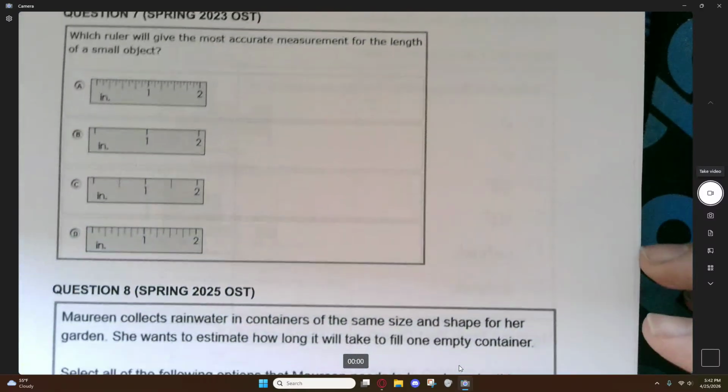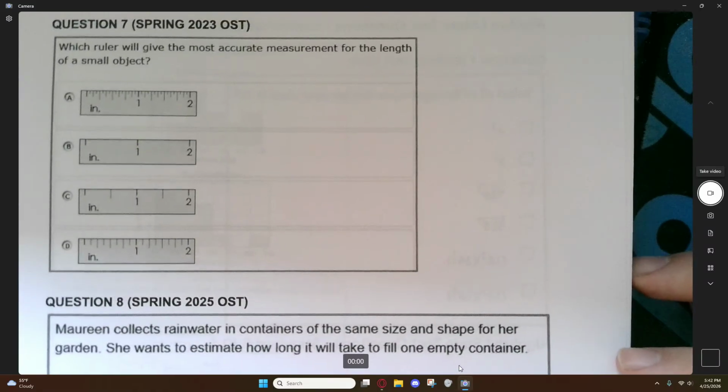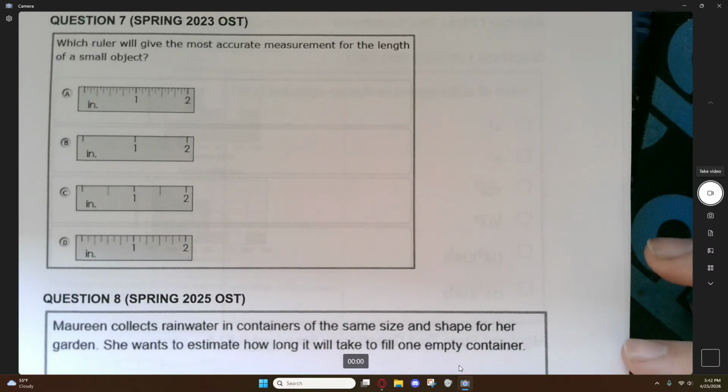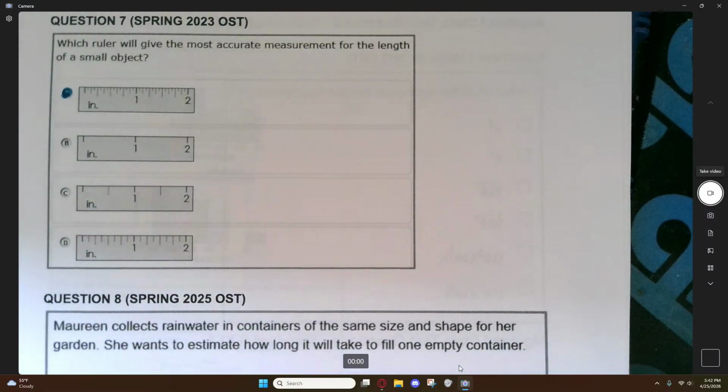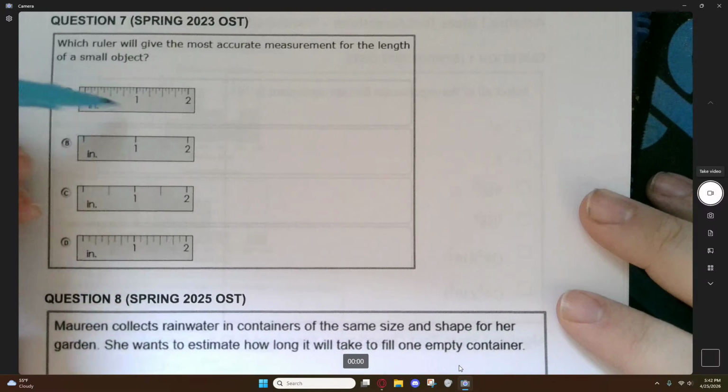Question 7. Which rule will give the most accurate measurement for the length of a small object? I'm just going to dial this in that it's A. No matter what kind of object you're measuring here, accuracy is always more determined by how many partitions you can split this into.